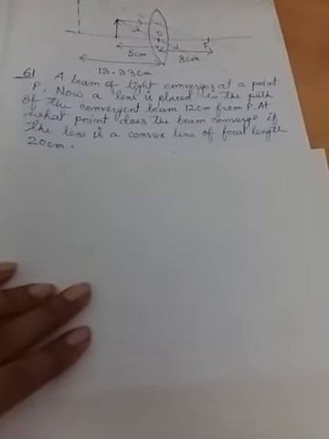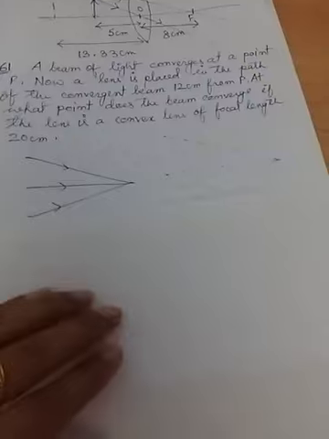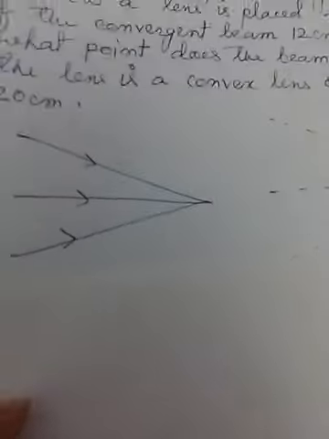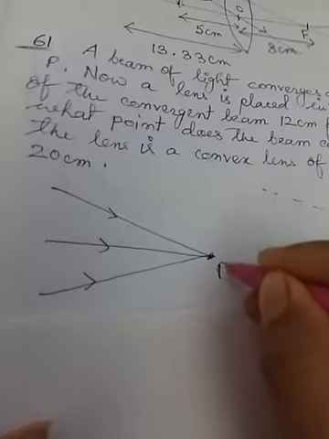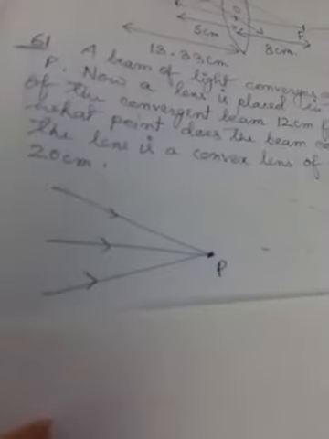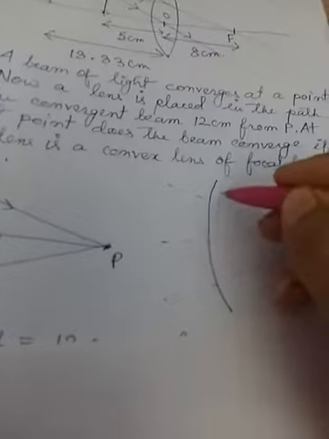So here, according to the question, we take the path of the convergent beam. If you observe in the diagram, these are the convergent rays of light. They converge at the point P. Okay, so now in the path of the convergent beam, we place one convex lens.